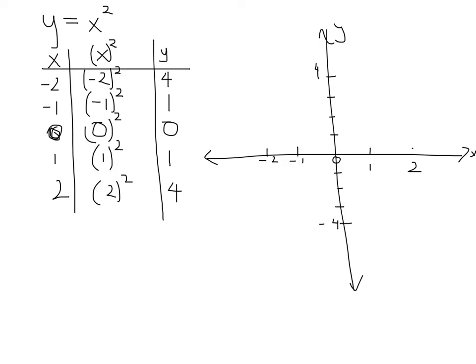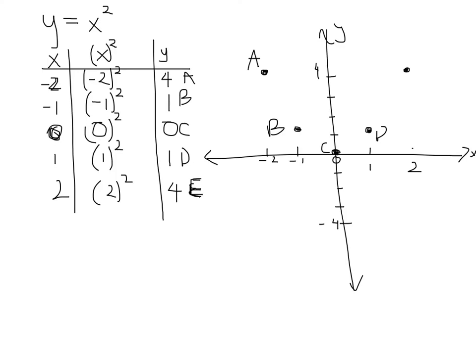So let's start graphing these. The first coordinate pair that I have is negative 2, 4. So it's left 2, up 4. Again, I'm going to label these with capital letters because it's a lot quicker than labeling them with the coordinate pair. Okay, so I've got my first point there, point A. Next point is negative 1, 1. So it's left 1, up 1. The third point is 0, 0. So I'm going to call that C. D is 1, 1. And E is 2, 4.